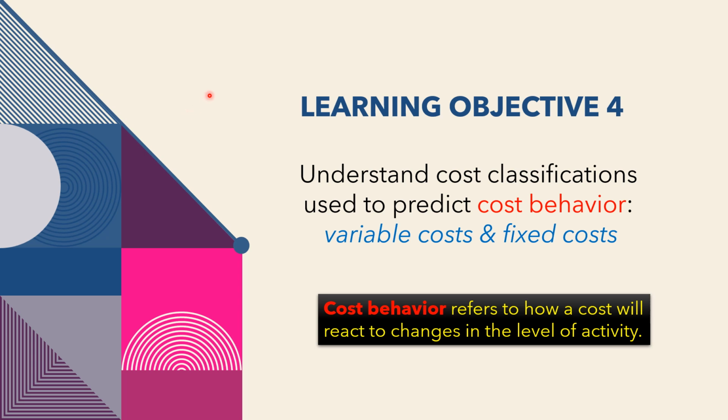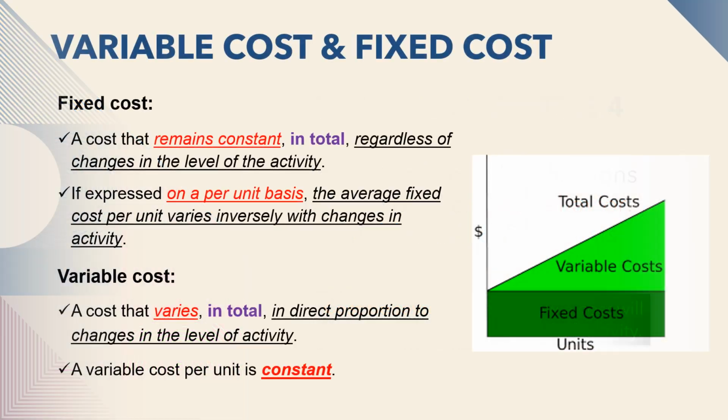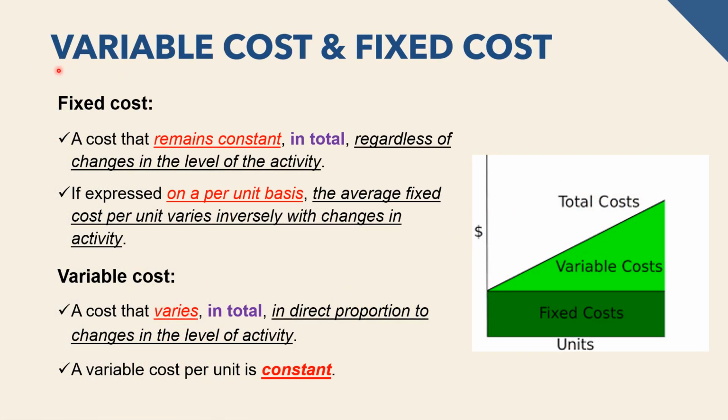Now let's move on to learning objective number 4. For this part, we need to understand the cost classifications used to predict cost behavior. They are variable cost and fixed cost. Cost behavior refers to how a cost will react to changes in the level of activity.